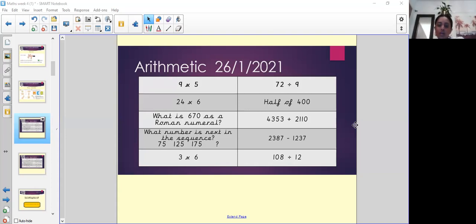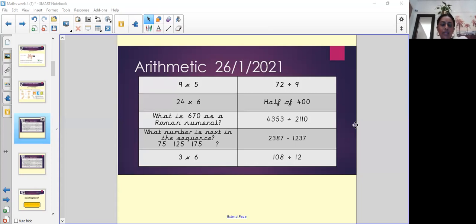So starting us off for today's lesson, we are going to have a go at carrying out arithmetic. I'm going to read the questions to you, and then you can pause the screen. Remember to get your timer out or your online timer, time yourself and see how long you take to complete your arithmetic. First question, number 1, 9 times 5.